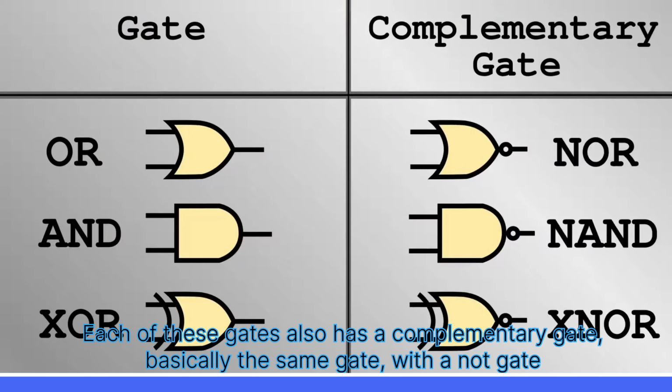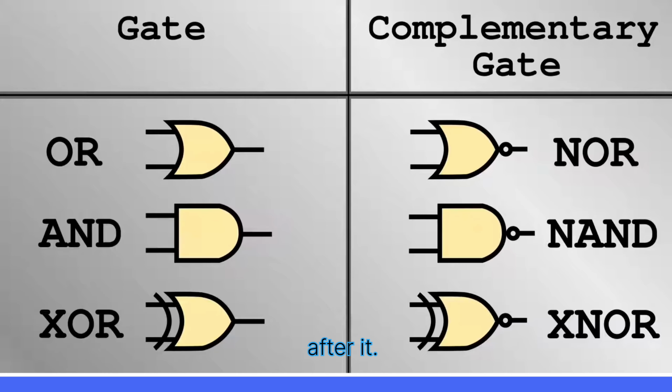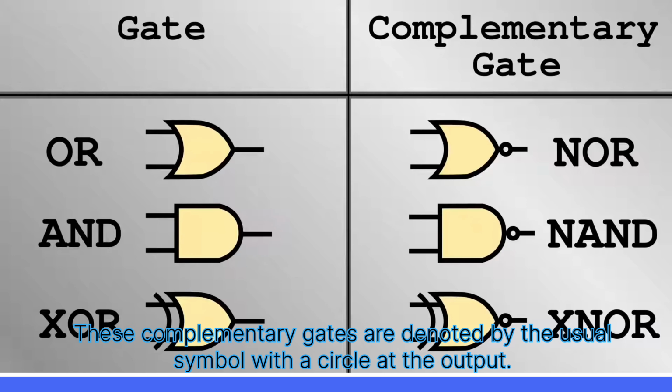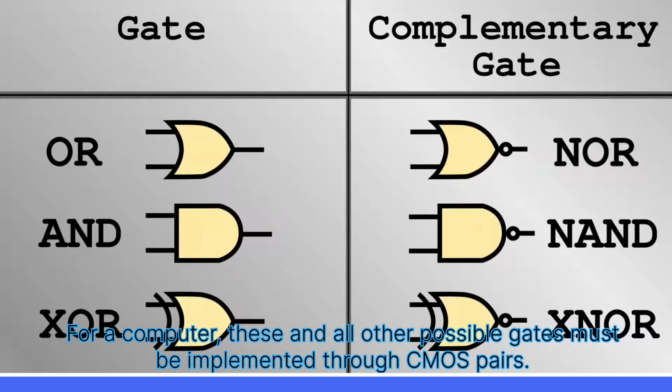Each of these gates also has a complementary gate, basically the same gate with a NOT gate after it. For example, the NAND gate gives a 0 when all its inputs are 1, and gives a 1 otherwise. These complementary gates are denoted by the usual symbol with a circle at the output.